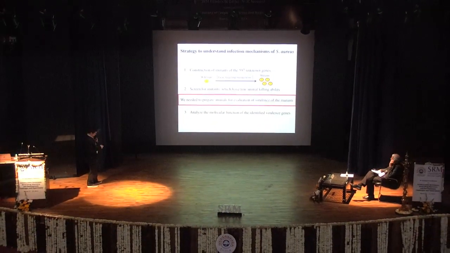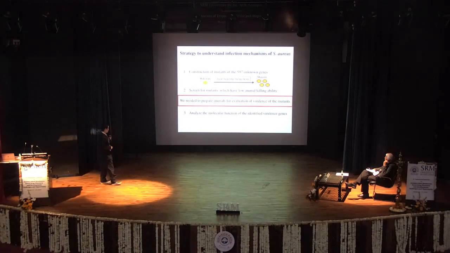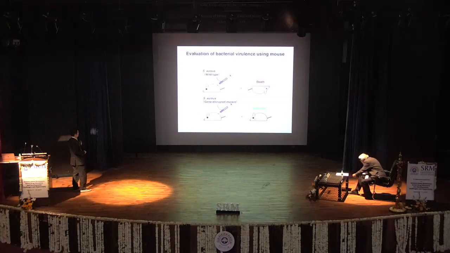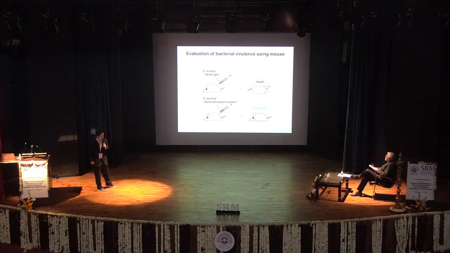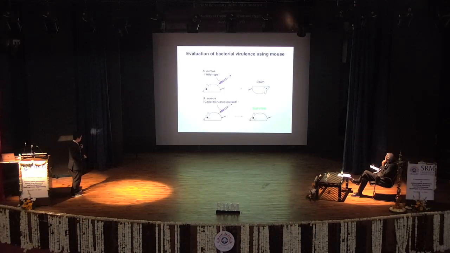However, in the second step, we faced a problem because we need to prepare animals for evaluation of virulence of the mutants. Generally, almost all researchers use mammalian animals such as mice. Staphylococcus aureus injection leads to the death of mice. On the other hand, the gene-disrupted mutants of Staphylococcus aureus do not lead to the death of the mice. If so, this gene is required for the virulence of Staphylococcus aureus.